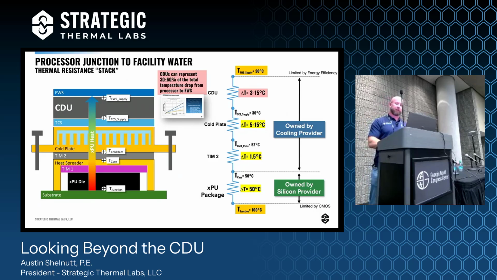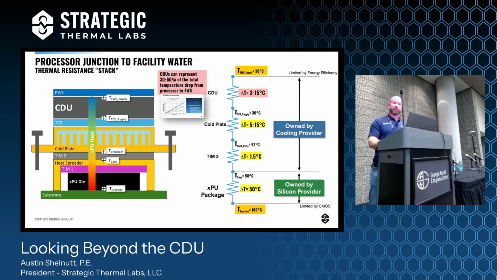The next chunk, the one over here, owned by the cooling provider, is from the external surface of that die, whether it's a copper heat spreader or the top lid of the silicon, to the facility water supply. We go through a TIM, a thermal interface material, we call TIM2 because there was a TIM1 previously, it's the second TIM. Then we go through a cold plate and then through a coolant distribution unit. TIM is still not a huge contributor on current generation CPUs, right? Maybe 1.5 degrees Celsius drop across the TIMs.